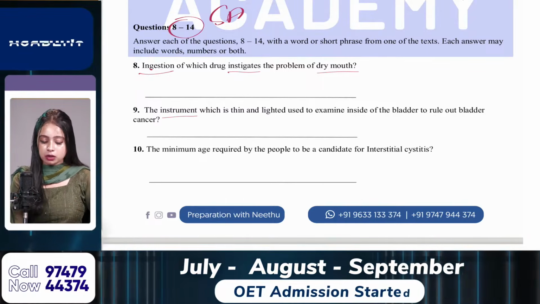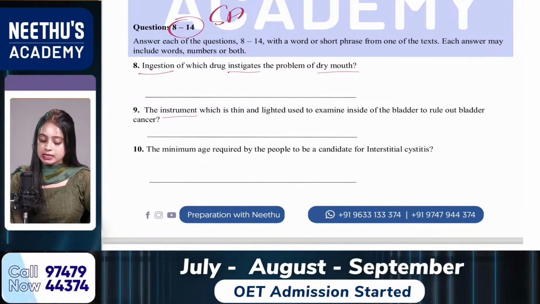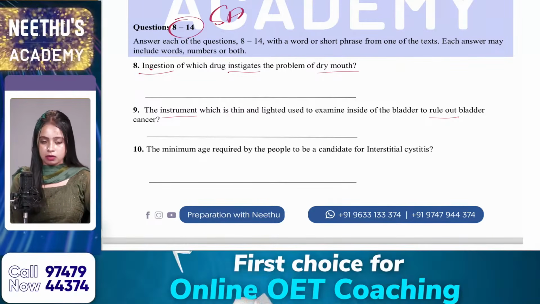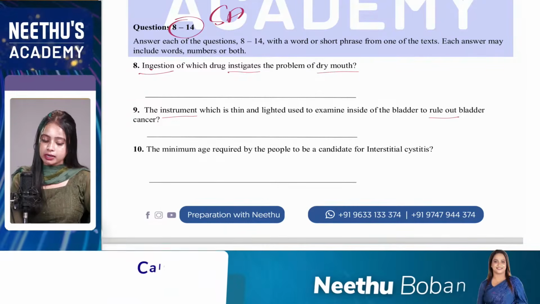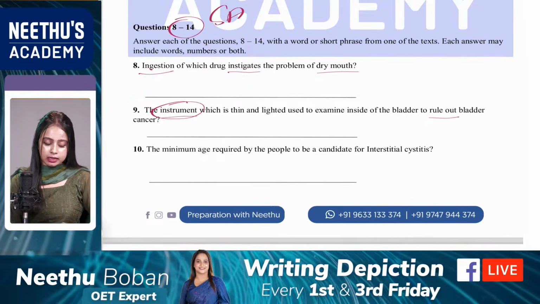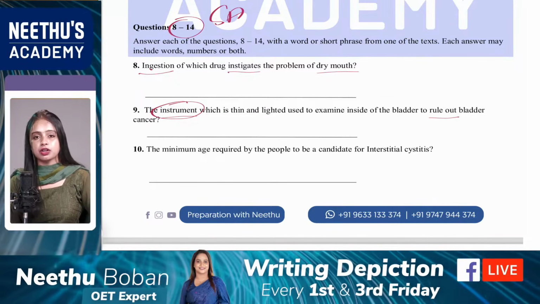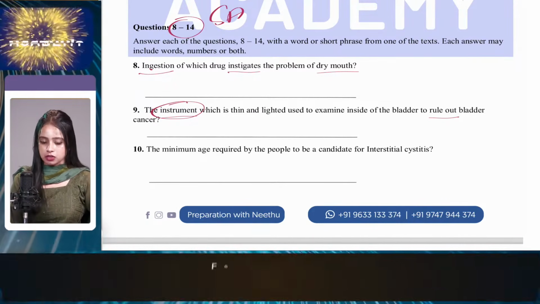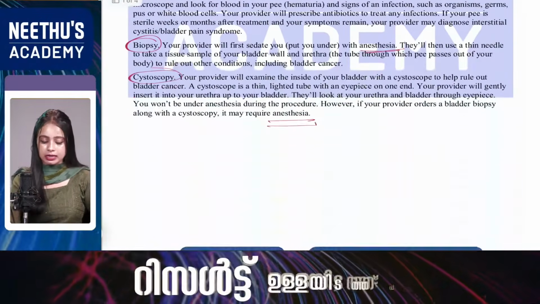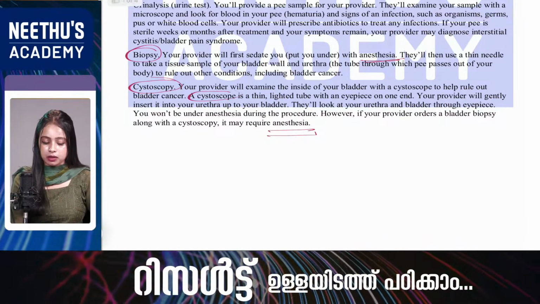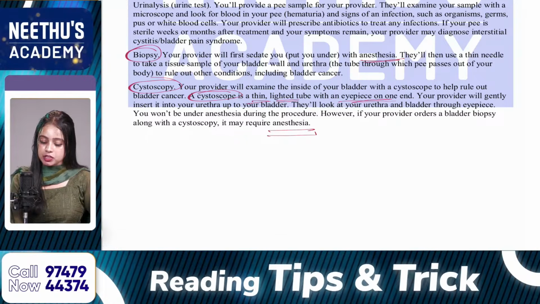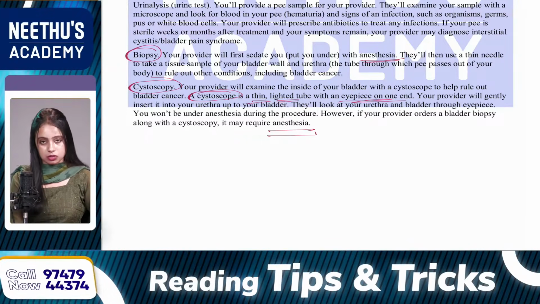The instrument which is thin and lighted, used to examine inside of the bladder to rule out bladder cancer. Which instrument are we using? Okay, Reshma, very good. Cystoscope should be the correct answer. When you do cystoscopy, we are using this particular instrument called cystoscope, a thin lighted tube with an eyepiece on one end. So the answer is cystoscope.